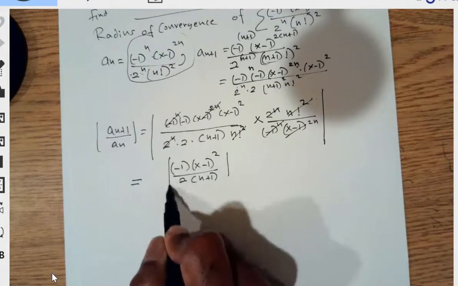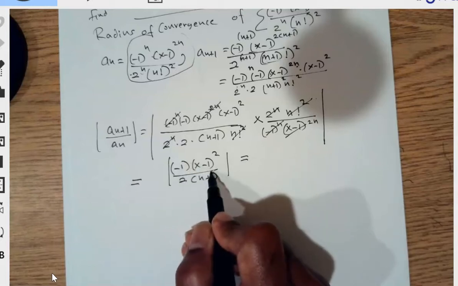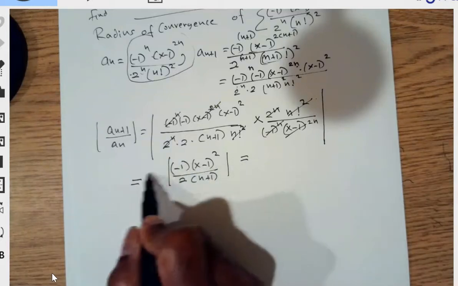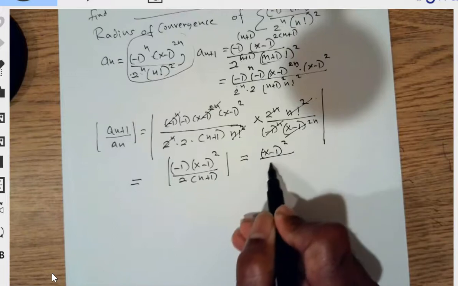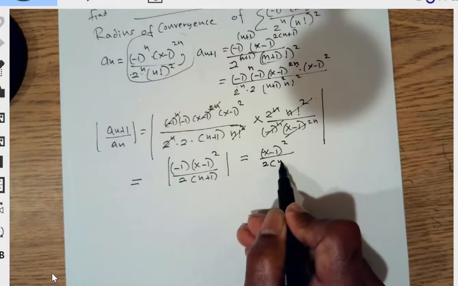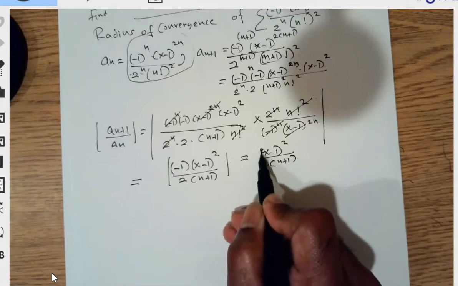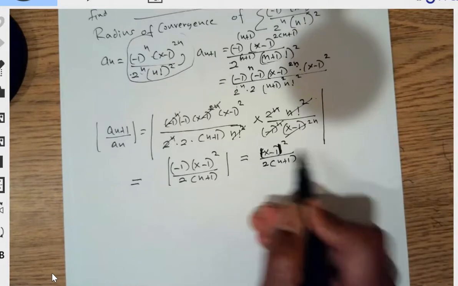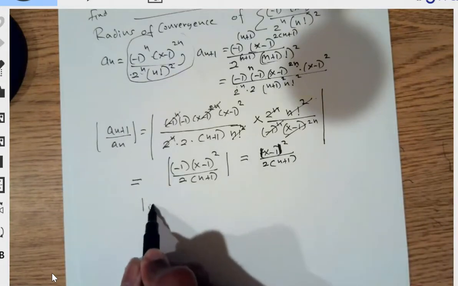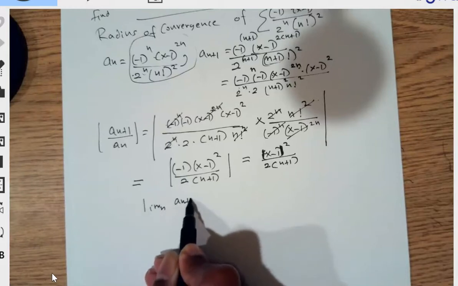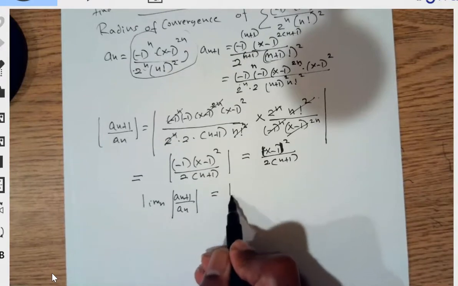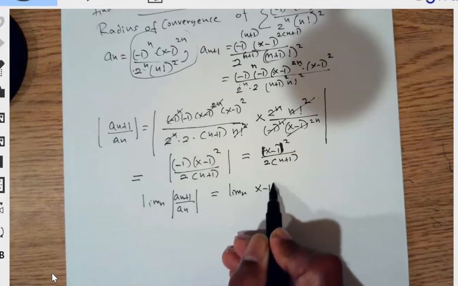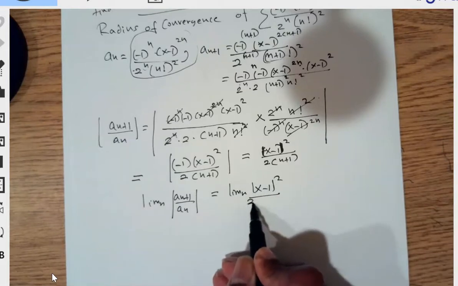Take the absolute value of that. Well, you take the absolute value of that, the negative goes off, right? Okay, and basically you have (x - 1)^2 over 2^2 times (n+1), but the x - 1 will have an absolute value sign. So I'm just removing the absolute value. Okay. So now consider the limit of this. That's the same as the limit of the absolute value of (x - 1)^2 over 4 times (n+1).